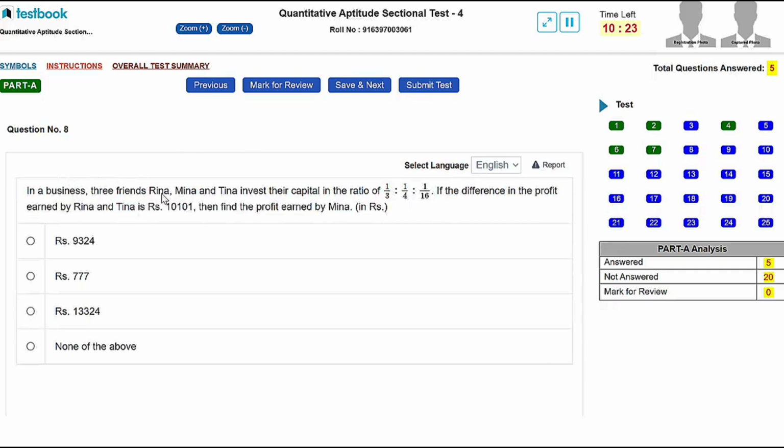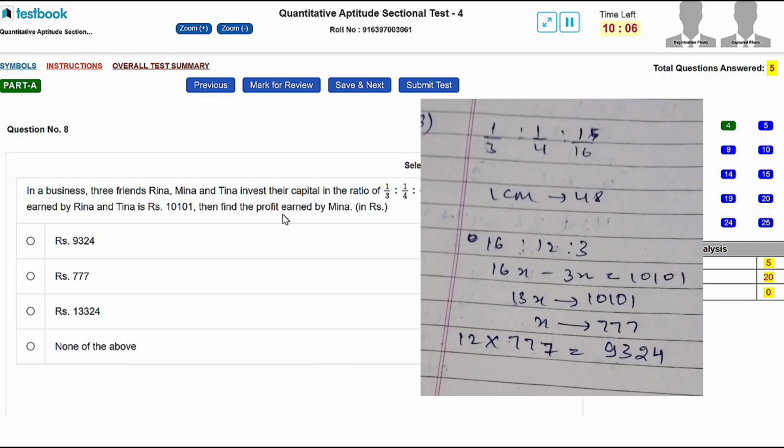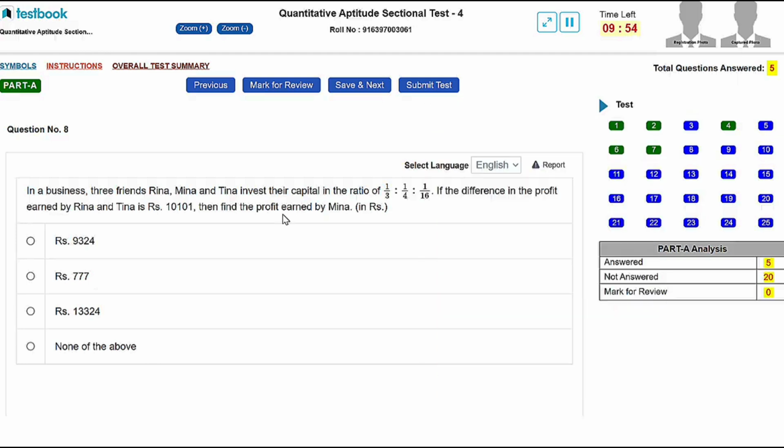In a business, three friends, Reena, Meena, Tina, invest their capital in the ratio of 1:3, 1:4, and 1:16. If the difference in the profit earned by Reena and Tina is rupees 10101, then find the profit earned by Meena in rupees. 9324.